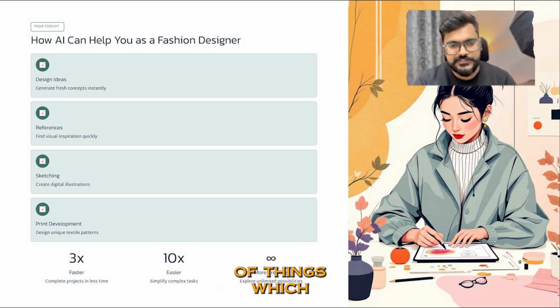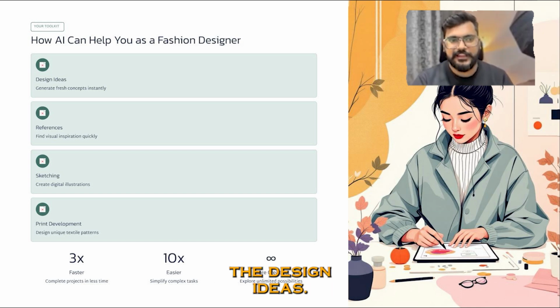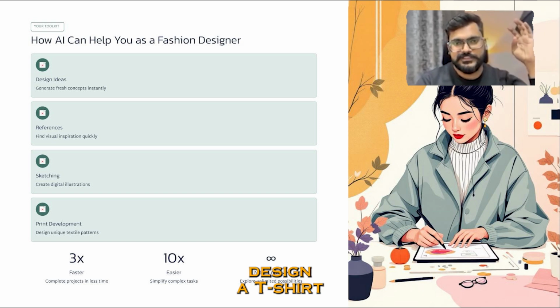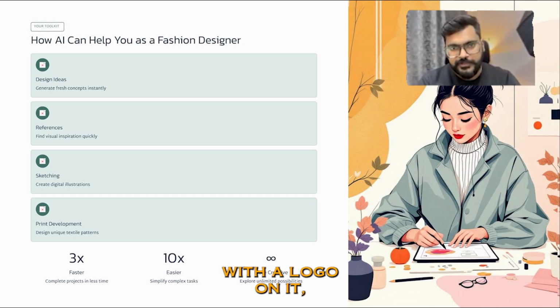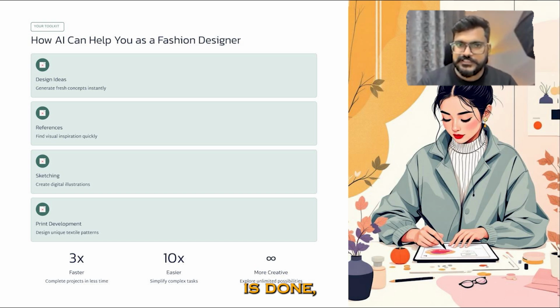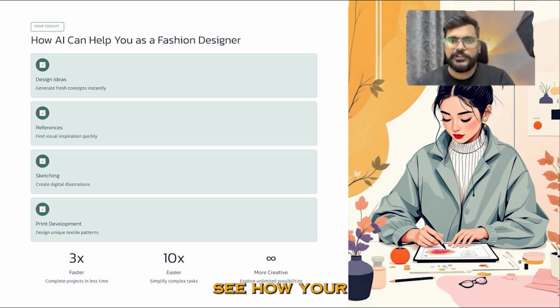How can AI help you as a fashion designer? There are a couple of things AI can do for you. First of all, it will help you generate design ideas. Say you want to design a t-shirt with a logo on it. You will have to think, then do the sketching. After the sketching is done, you go to the market, get it stitched, and then see how your t-shirt looks.